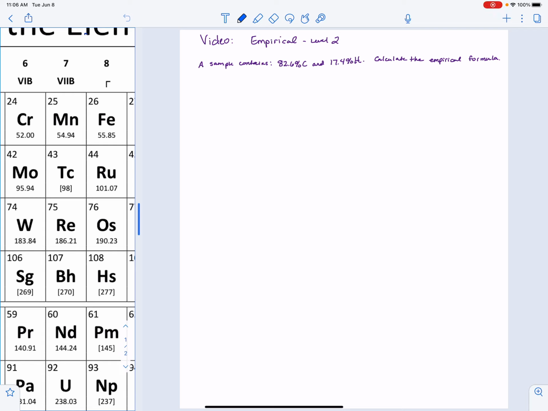So this is going to be considered a level 2 empirical formula problem, not because it's especially hard, but because there's a second step, and the second step might feel a little weird at first, but once you've done it a few times, you'll be like, oh, that's really easy.